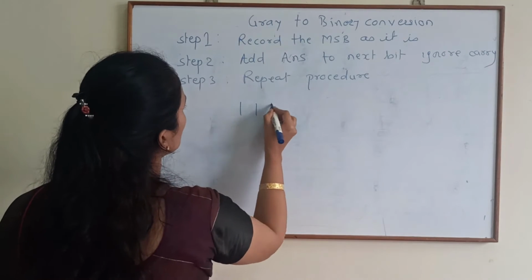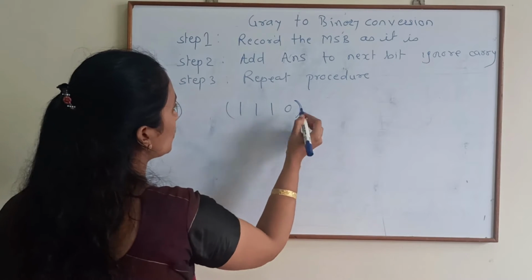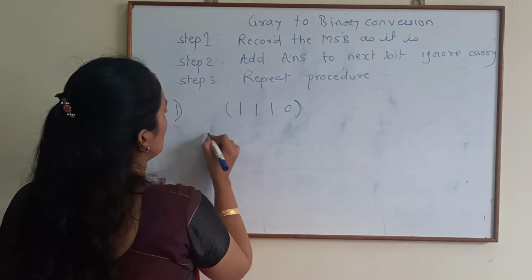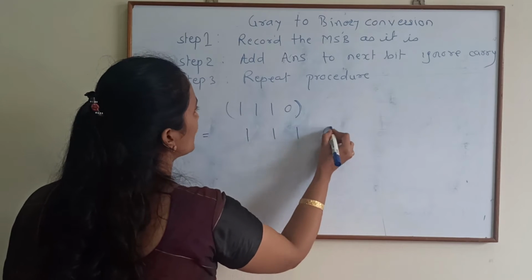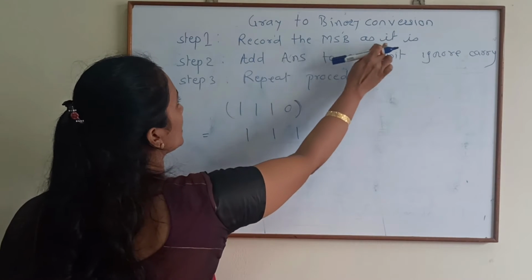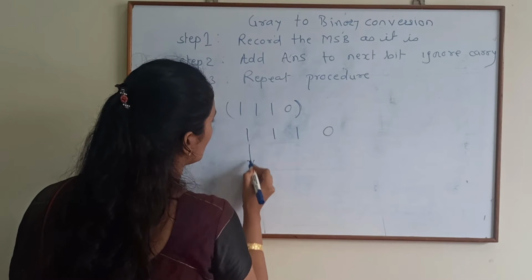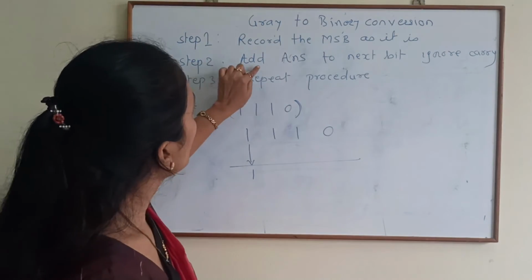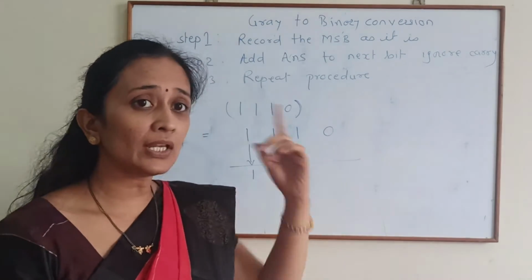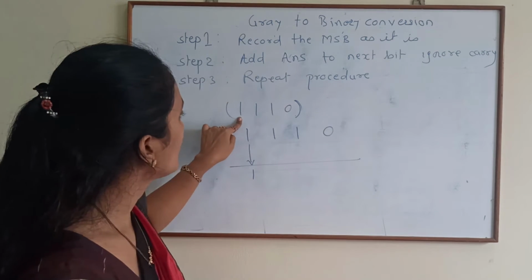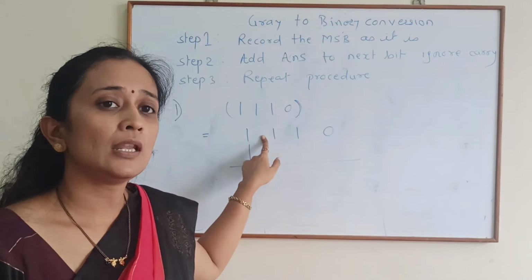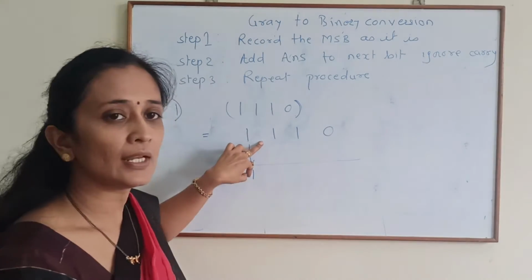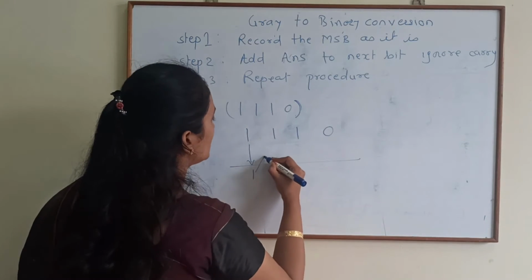Example is 1110. This gray code number we have to convert into binary equivalent. Given number is 1110. First step is record the MSB as it is. This is MSB. I will take as it is. Second step is add answer to the next bit. In previous one, we were taking MSB and adding to the next bit. Here, we have to take answer and add to next bit. Therefore, this answer will come here.